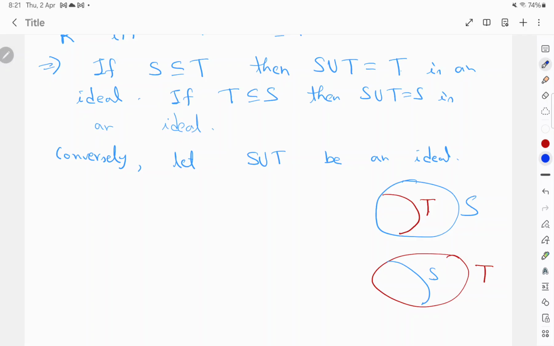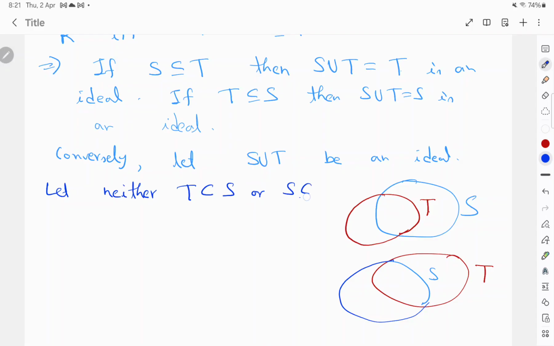Anyway, this scenario we will prove by contradiction. For example, if this scenario does not happen, how does the structure look? Obviously you expect the structure will be like that, right? If this does not happen, it will be something like this. So we will assume this type of scenario. Let neither T be a subset of S nor S be a subset of T.